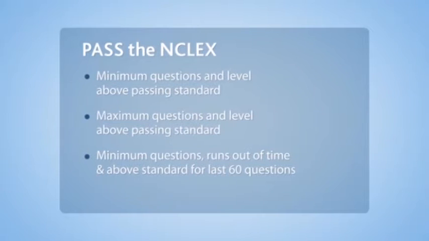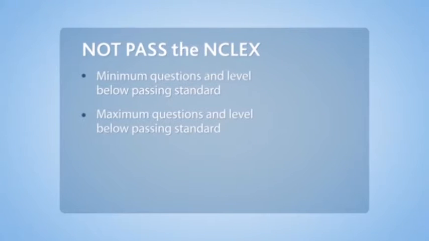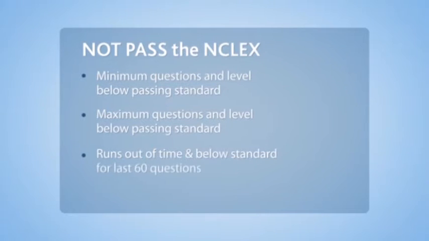A candidate will not pass the NCLEX if he or she achieves a competence level significantly below the passing standard, answers the maximum number of questions and has a competence level below the passing standard, runs out of time and has a competence level that falls below the passing standard at any point during the last 60 questions answered, or answers fewer than the minimum number of questions during the time allowed.